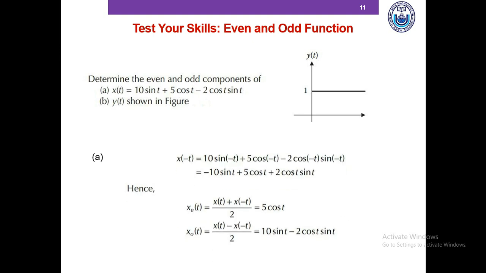Okay, so hopefully you've been able to solve this. So we already have x of t, we just need to determine x of minus t. So I just use this fact that sine minus x is equal to minus sine x, and cos minus x is equal to cos x. So using these two trigonometric identities, I determine x of minus t, and then I just put the values of x of t and x of minus t in the equations to obtain the even and the odd component of the original signal x of t.